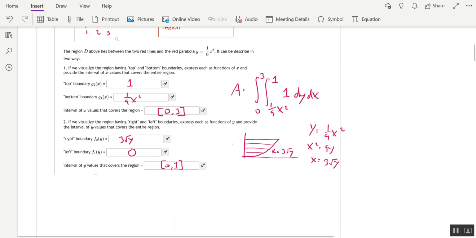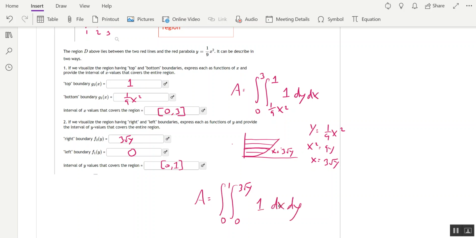So in terms of area, that would be double integral. X starts at 0 and it goes to 3 root y. And then y goes from 0 to 1, dx dy. So the options are a dy dx setup or a dx dy setup. Dy dx is vertical lines and dx dy is horizontal lines.